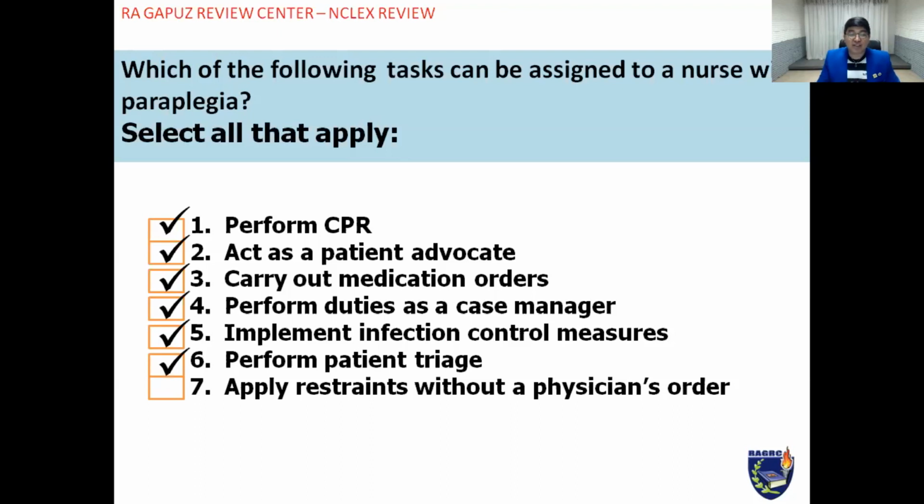Can they apply restraints without a physician's order? No. Otherwise, if you apply restraints without a physician's order, you could be held liable for battery, as well as you're trying to restrict the mobility and freedom of the patient. So that is actually considered as false imprisonment when you limit the freedom of mobility. So that's an X. So the correct answers are options 1, 2, 3, 4, 5, 6.